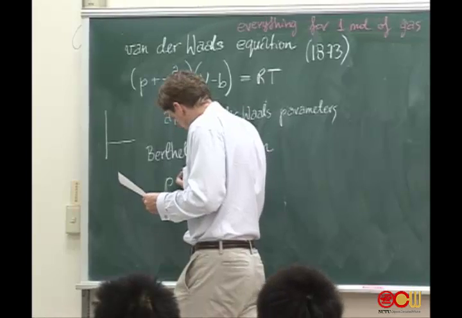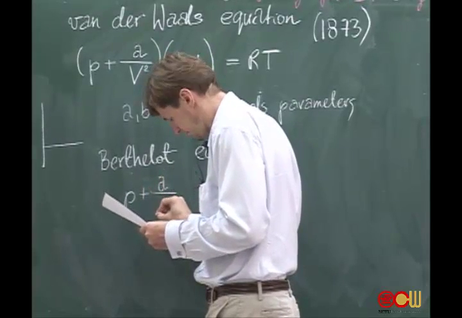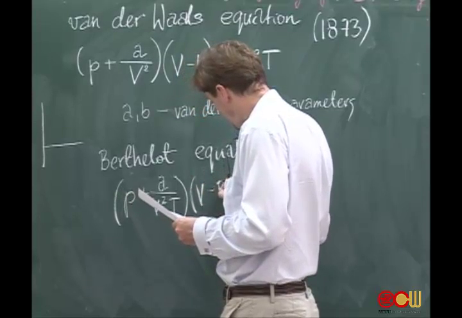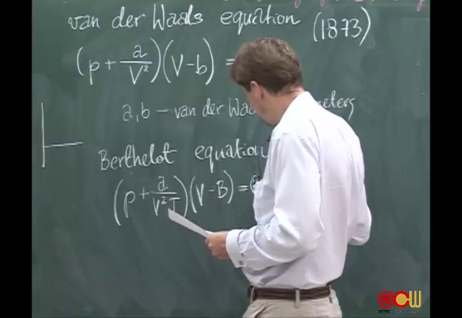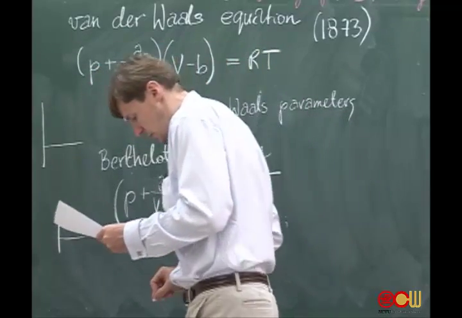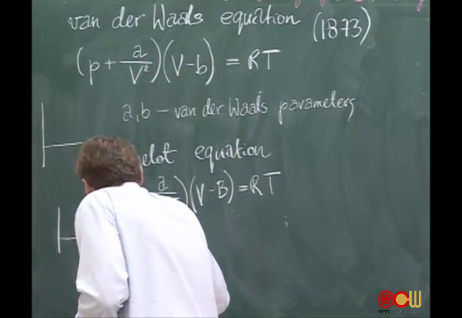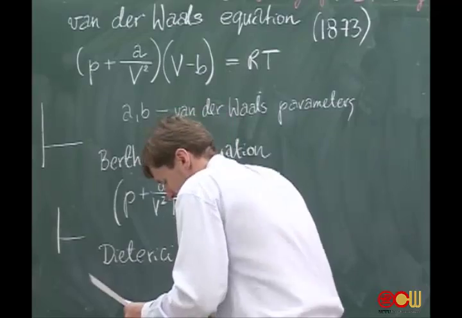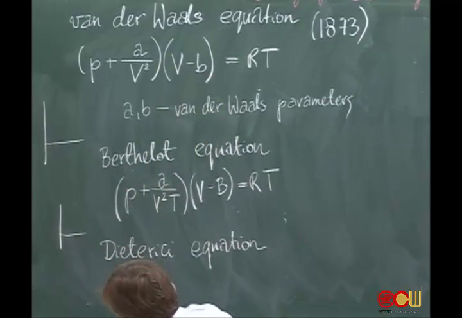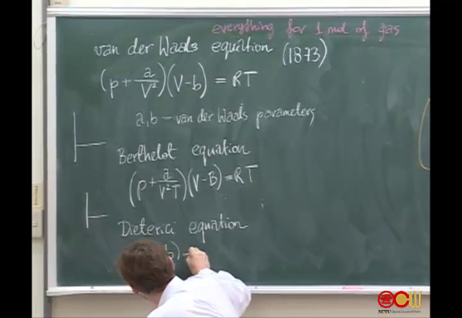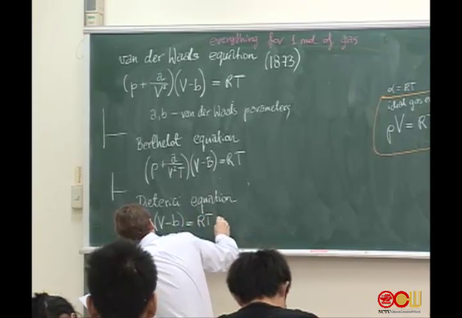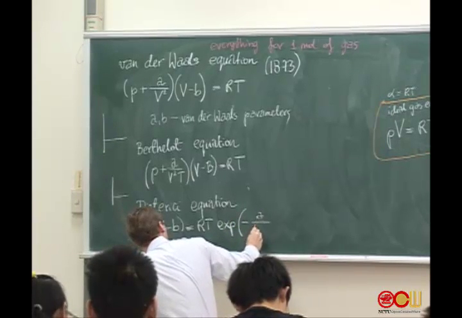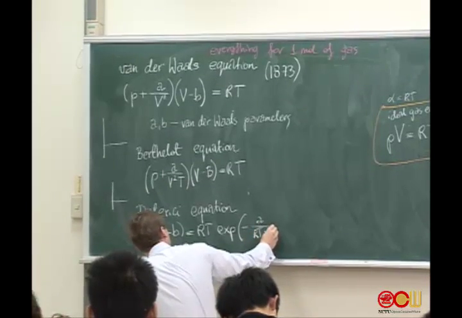Saying P plus A over V squared T, times V minus B, equals RT. Or the Dieterici equation, saying that P multiplied by V minus B equals RT times the exponent of minus A over R T V.